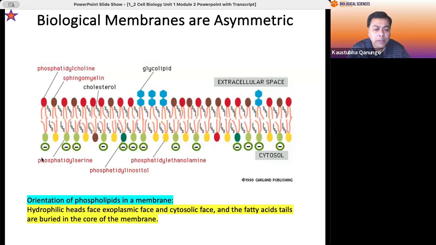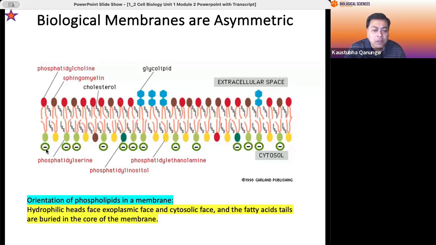On the other hand, on the inside you are seeing negatively charged phosphatidylserine in much greater numbers. You have phosphatidylethanolamine and phosphatidylinositol, but much more phosphatidylserine. But outside, you don't have phosphatidylinositol, this dark green one, because this is a signaling molecule. They are not usually on the outer leaflet. They are in the inner leaflet, where they generate signaling molecules.